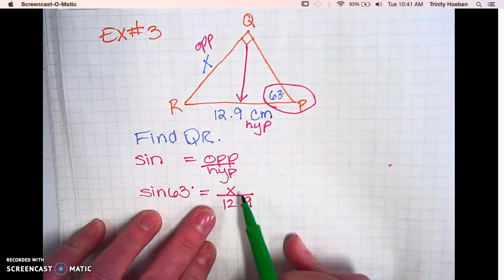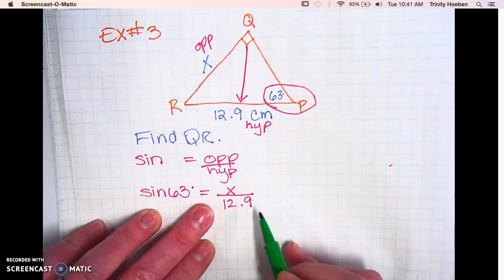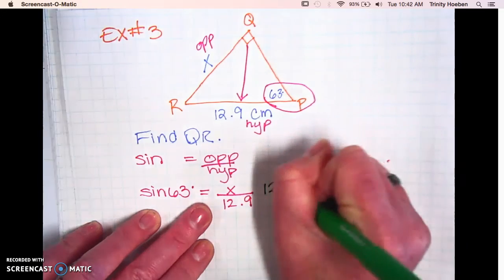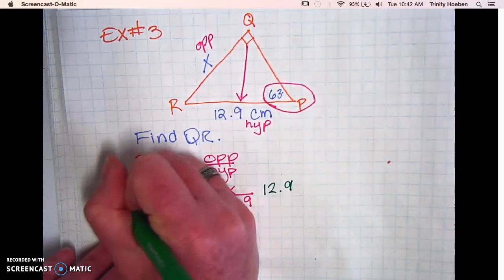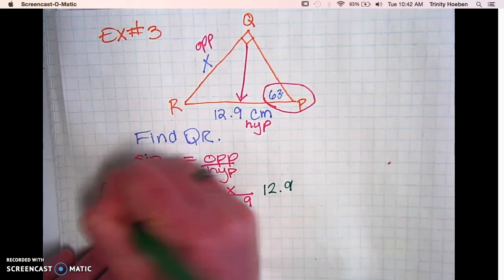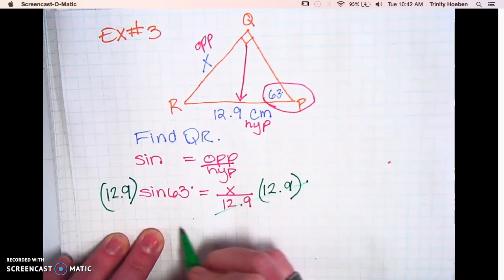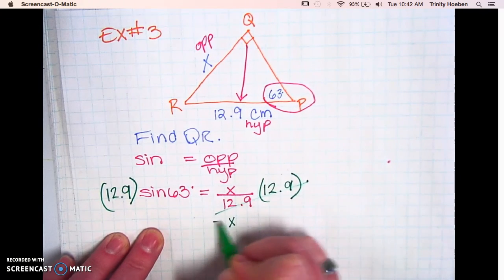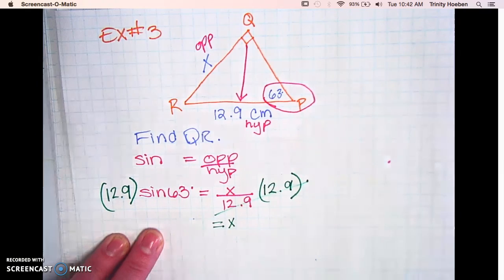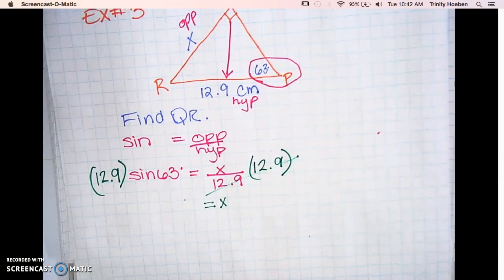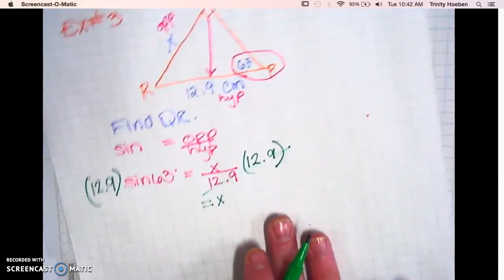Okay, we want to get X by itself. Right now that X is being divided by 12.9, so we just need to multiply both sides by 12.9. Over here, they'll cancel, and we'll just be left with X, which is what we want. Good. And then over here, it looks super complicated, but all we need to do is take that and plug it into our calculator.